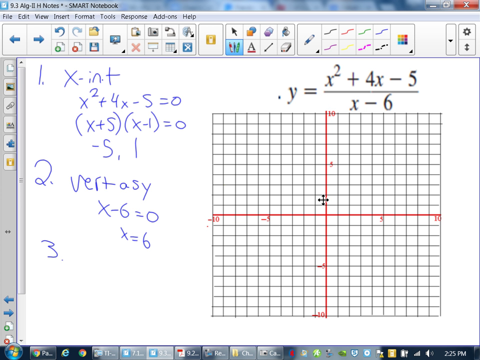So, thirdly, we check our degrees. The degree of the top is 2, the degree of the bottom is 1. So this is the case where m is greater than n. Is there a horizontal asymptote? No. There's no horizontal asymptote. What there is, is a slant asymptote.